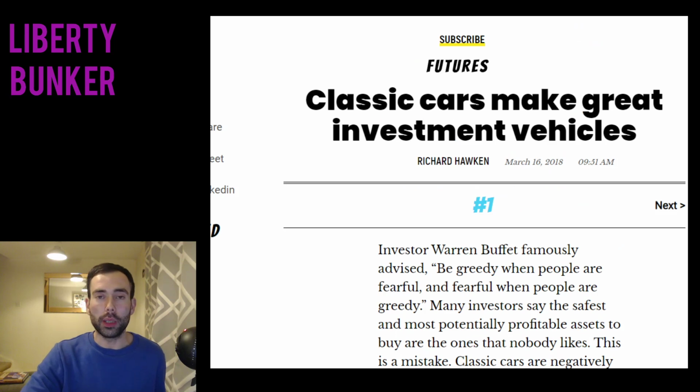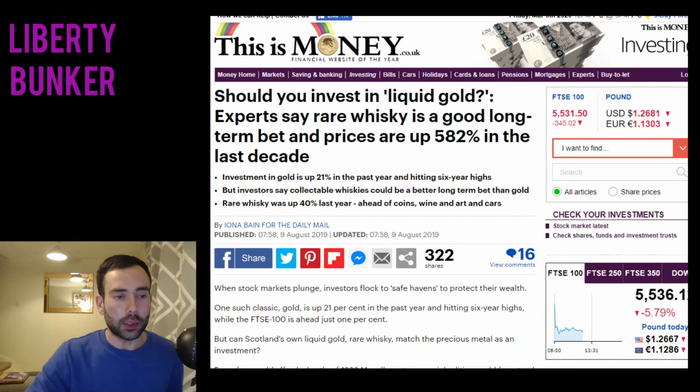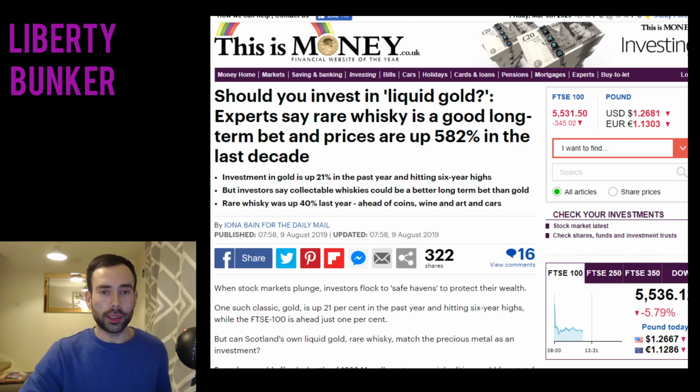The bubble is absolutely everywhere. It's in classic car markets, it's in the bond market, not just classic cars. Article here from This Is Money: Should you invest in liquid gold? Experts say rare whiskey is a good long-term bet as prices are up 582% in the last decade. Classic cars booming, whiskey booming.